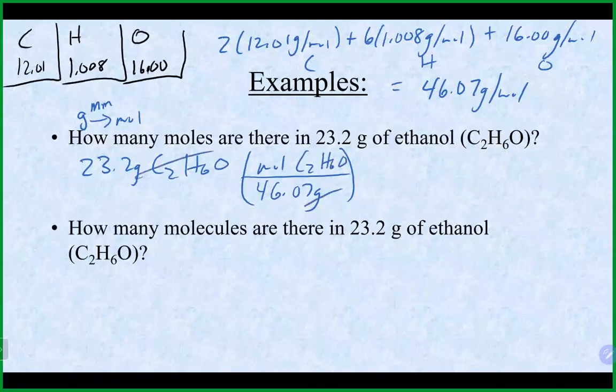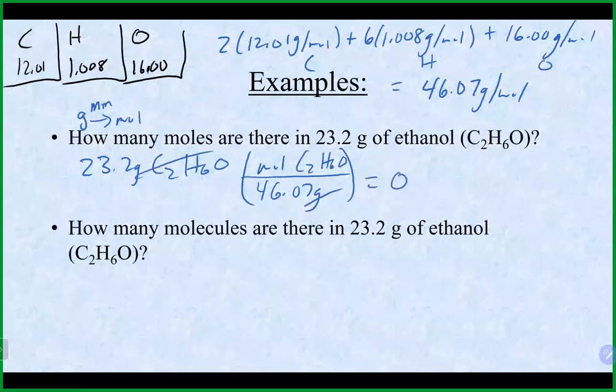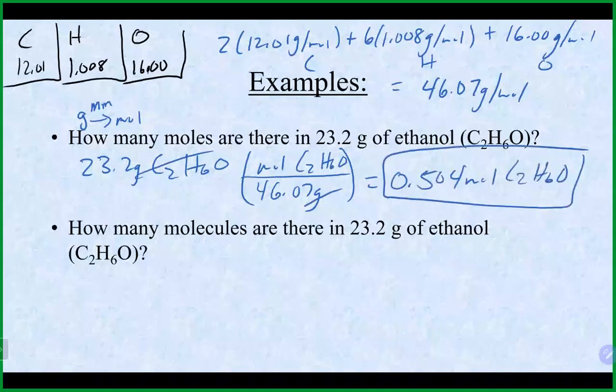That will cancel out our grams. So we're basically taking 23.2 and dividing it by 46.07. That's going to give us something like 0.504 moles here of C2H6O. Any questions on that calculation there?